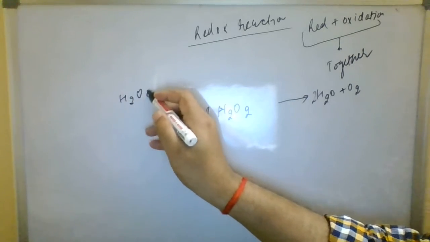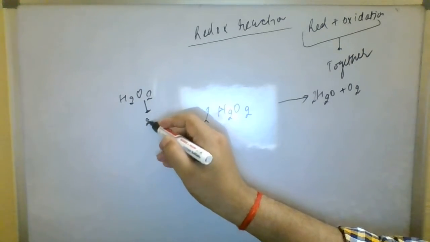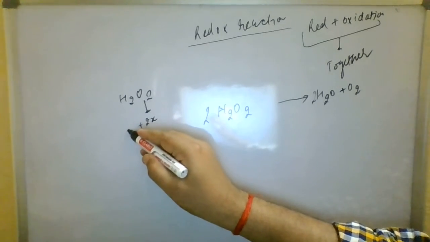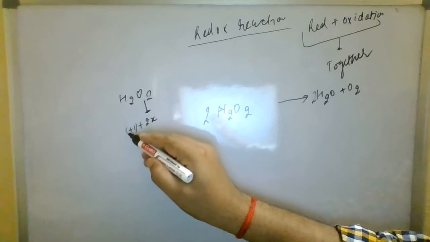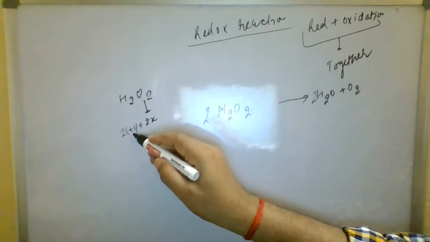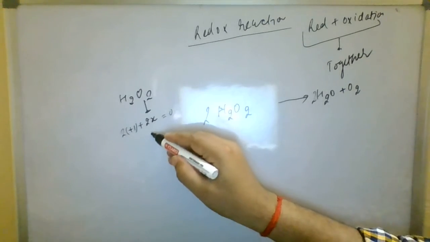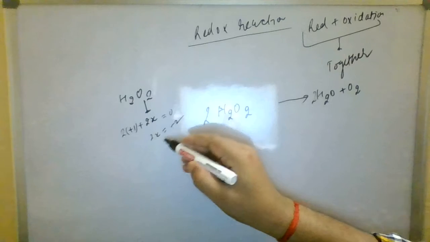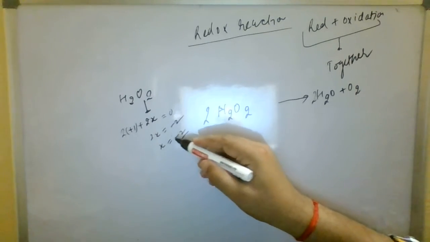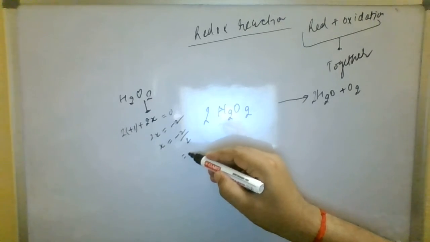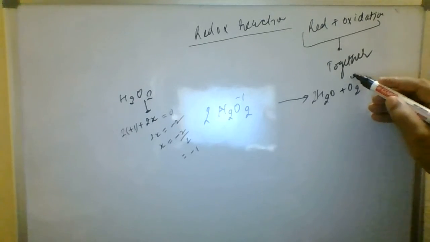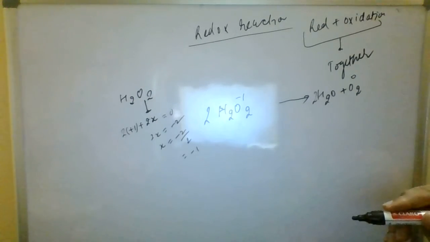For H2O2, I consider 2x for the two oxygens, and hydrogen is universally plus 1, except in metal hydrides. There are 2 hydrogens, so multiply by 2, and the total charge is 0. So 2x plus 2 equals 0, so 2x equals minus 2, and x equals minus 1. So oxygen here is minus 1. Now O2 is a neutral molecule, so oxygen there is 0.